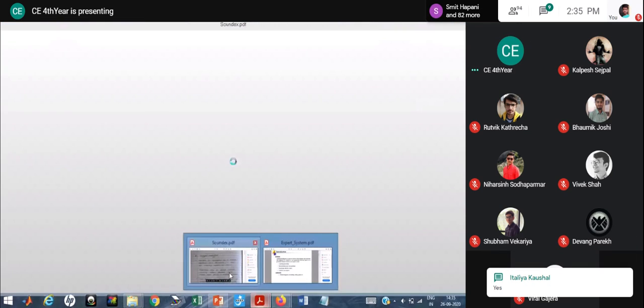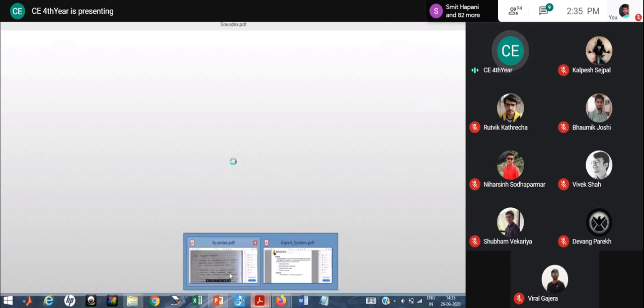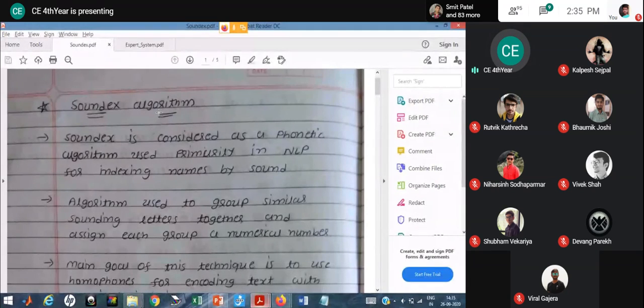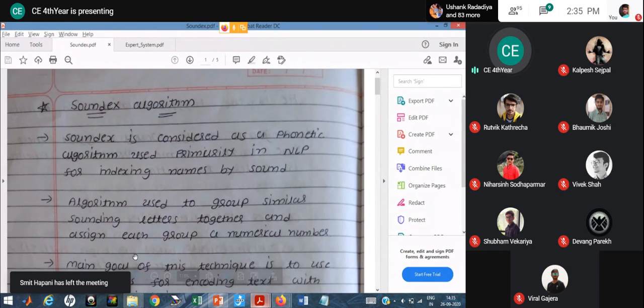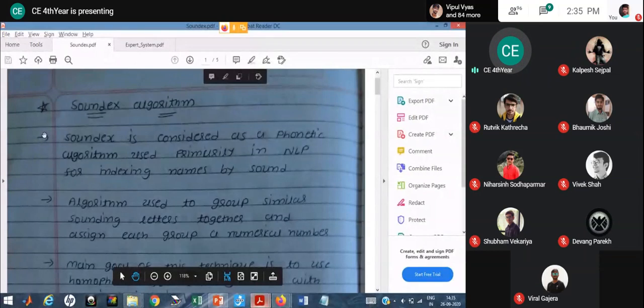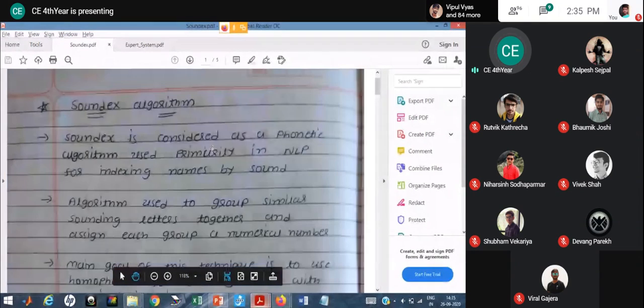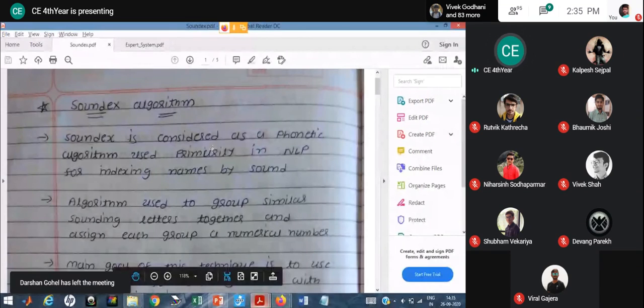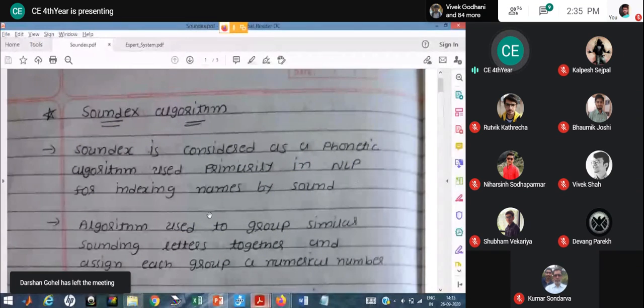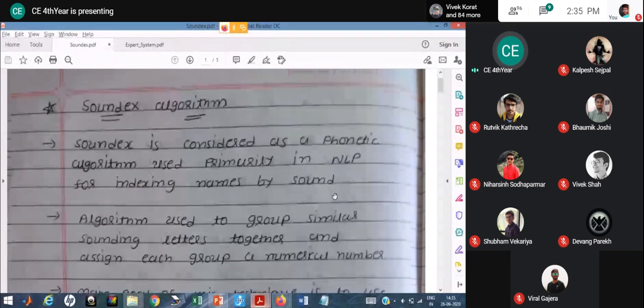Our lecture. Okay, so listen everyone, today's topic is the Soundex algorithm. Now, what is the Soundex algorithm? The Soundex algorithm is considered a phonetic algorithm that is used primarily in NLP, natural language processing, for indexing names by sound. When I explain the example, at that time you can understand the goal. So the Soundex algorithm is a phonetic algorithm used primarily in NLP for indexing names by sound.